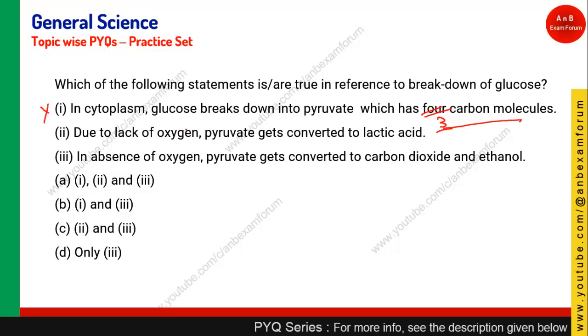He is asking about which one is true. Okay, due to lack of oxygen, pyruvate gets converted into lactic acid. Yes, when there is lack of oxygen, it converts into lactic acid, and in the complete absence of oxygen, this pyruvate gets converted into carbon dioxide and ethanol, that is nothing but your fermentation. Okay, so this is also true. Okay, so in this, option C, 2 and 3 are true, is the right one.